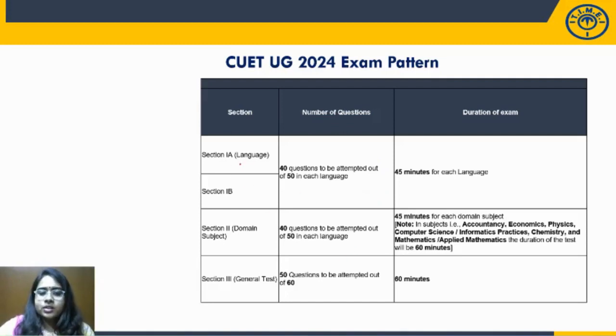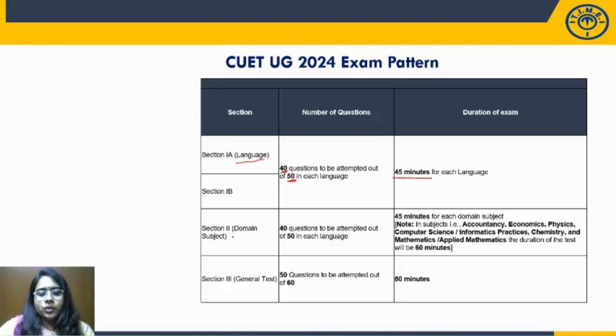Now the first section is the language section where you might see the English paper appearing. Now in this section you have 40 questions that you have to answer out of the 50 questions that are given in the paper, and it's a 45-minute test.